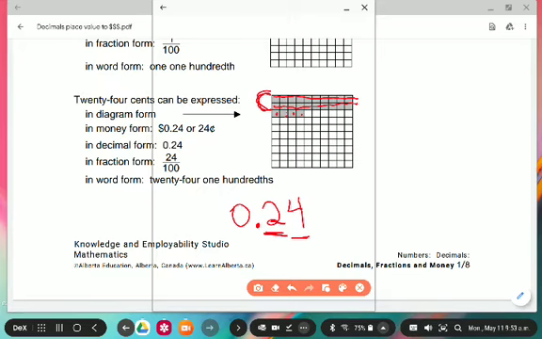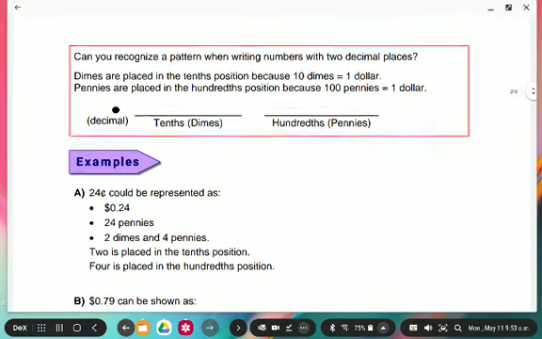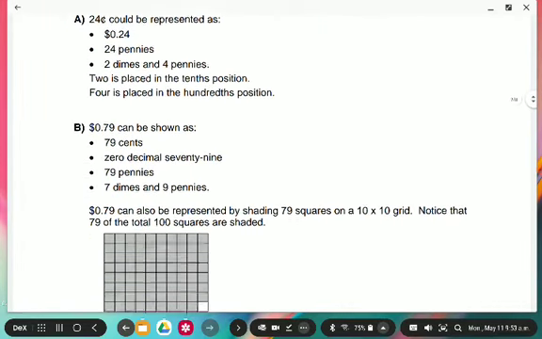So in fraction form, we've got 100 blocks, so the 100 would go at the bottom. And we've got 24 of those shaded in, which would go at the top. So 24 100ths in word form. So we've got 24 out of 100ths of those shaded in. So what we've got here is we have some more examples that you can practice on.